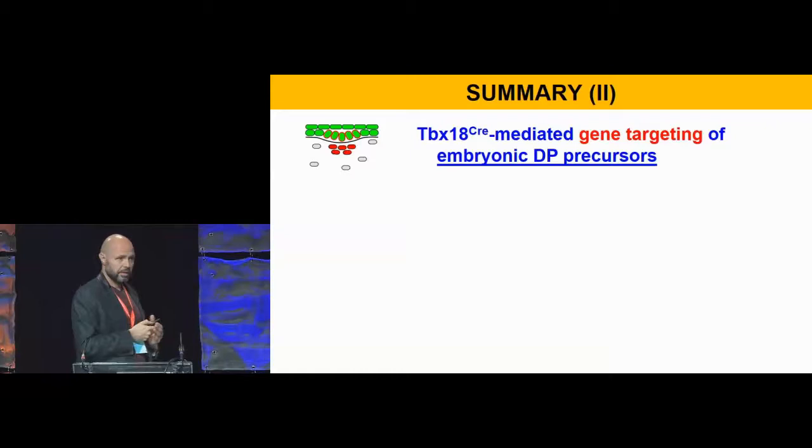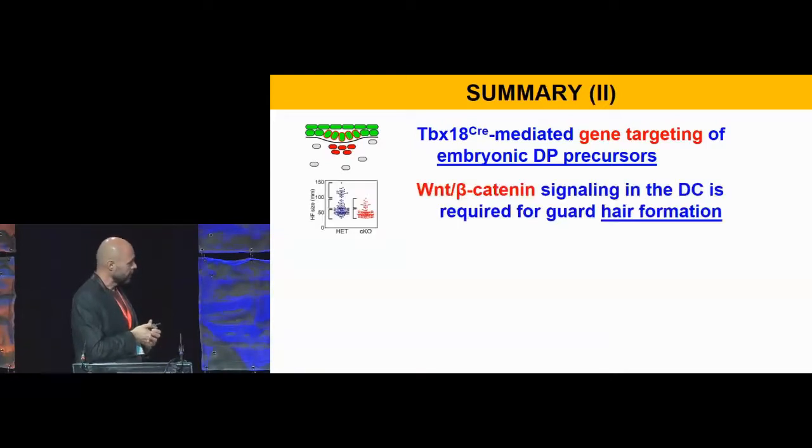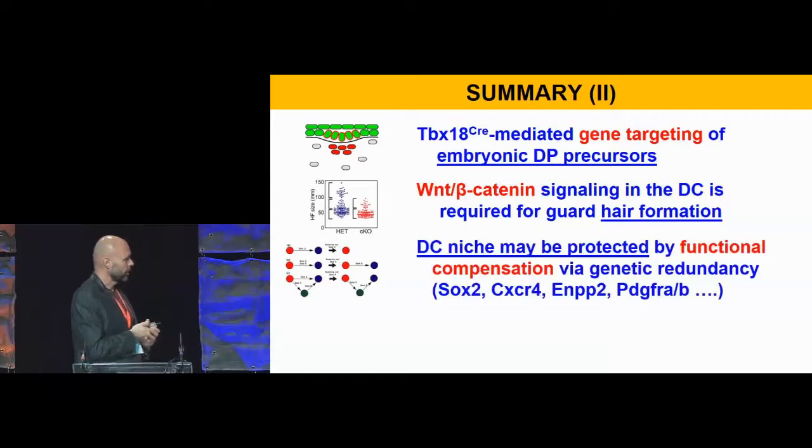So to summarize this second larger part, I've shown you that over the years we have developed Cre tools to directly study genes within the dermal condensates. I've shown you two examples, that Wnt beta-catenin signaling is required for guard hair formation, and we believe that the dermal condensate may be a protected environment through functional compensation via genetic redundancy.